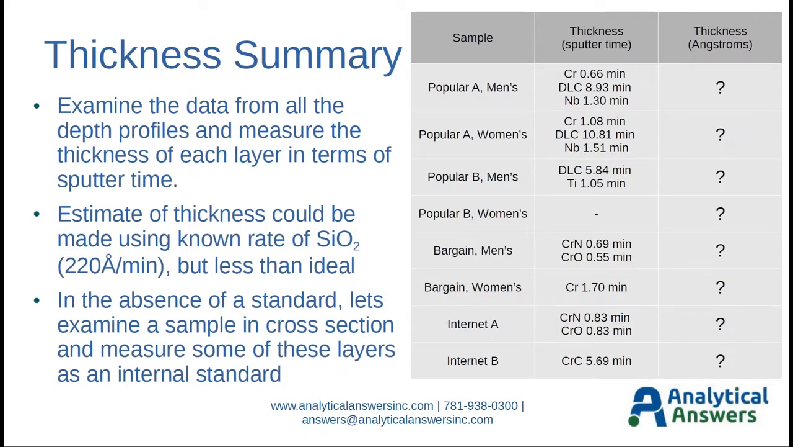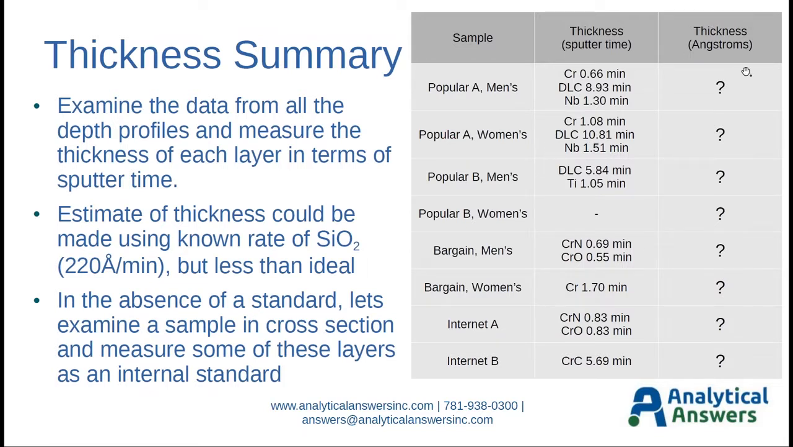So if we examine all the depth profiles, we can measure the width of the peaks and determine what the sputter time was to get through all of those. And we could do that for all 8 of the samples that we depth profiled as part of our sample matrix. And if you were making relative comparisons between similar samples, you could just use this data. The popular A men's had 8.9 minutes of DLC, and the popular A women's had 10.8. And so since those are the same materials, you can make a relative comparison amongst a group of samples.